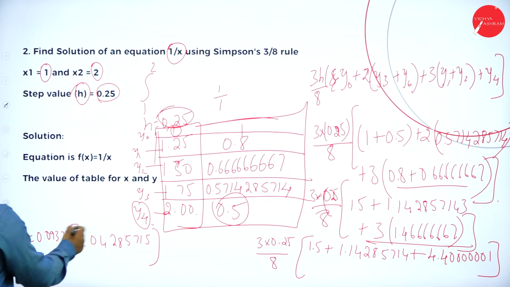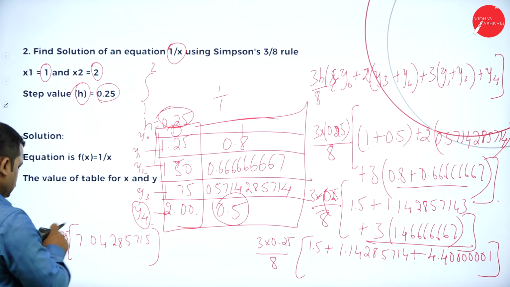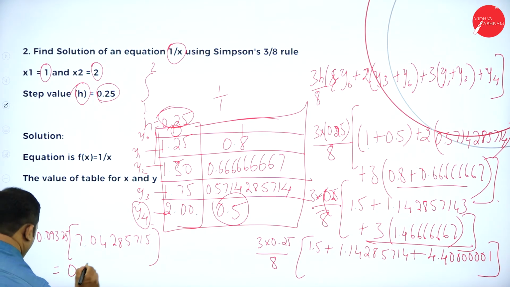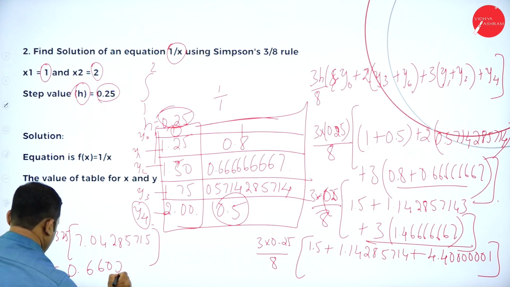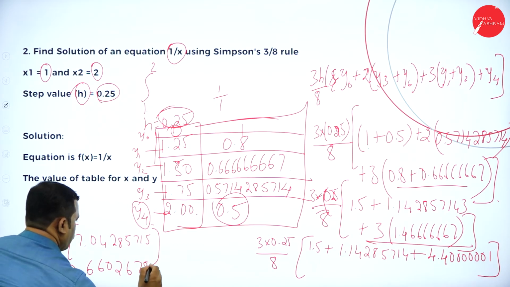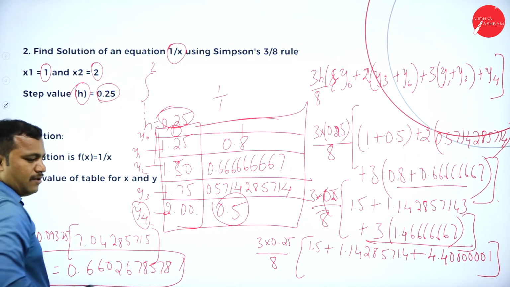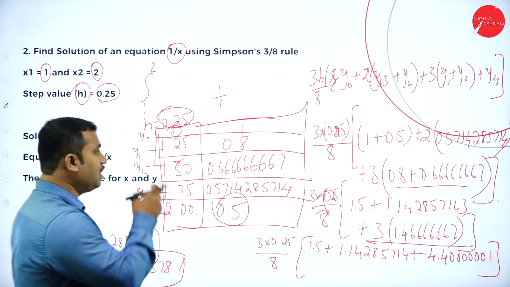0.09375. If I do this simplification, answer into 7.04285715 is equal to 0.6602678578. You will get this ultimate solution. This is the final solution for this equation 1 by x.